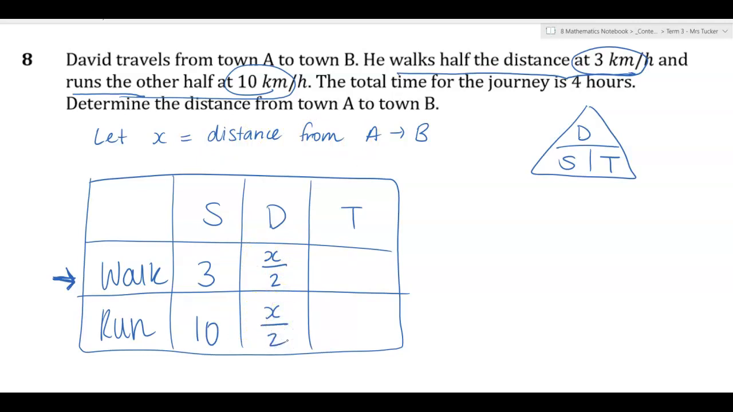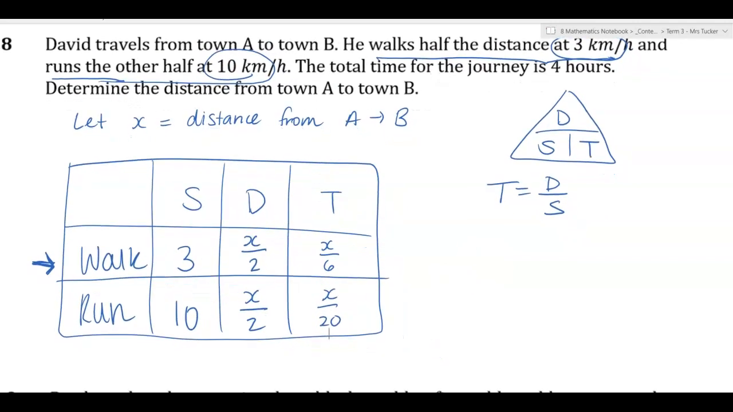Now I ignore my time stuff. I don't know anything. I'm not going to read the rest of the question. I'm just going to use my formulas. Time equals distance over speed. So my time is going to equal my distance, X over 2, divided by my speed, which is 3. X over 2 divided by 10. How do I solve this? Well, simplify it. Keep, change, flip. So we times by a third. So it's actually going to be X over 6. Good. And what's the next one going to be? Super. X over 20.